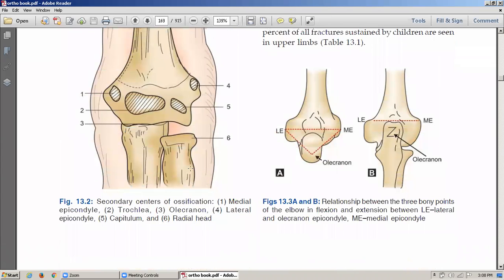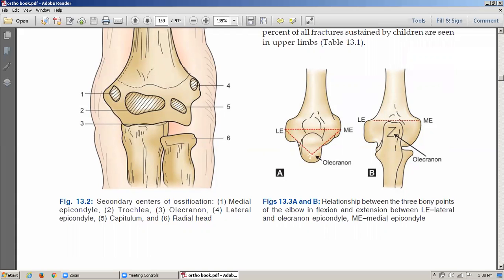So these are the secondary centers of ossification. The first one is the medial epicondyle, second is the trochlea, third is the olecranon, fourth is the lateral epicondyle, fifth is the capitulum, and sixth is the radial head.